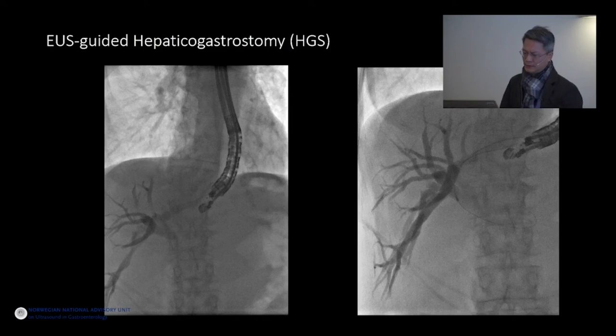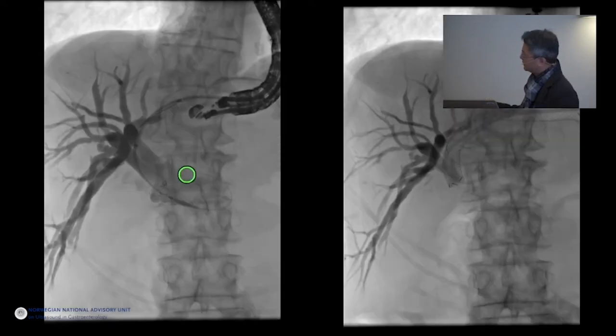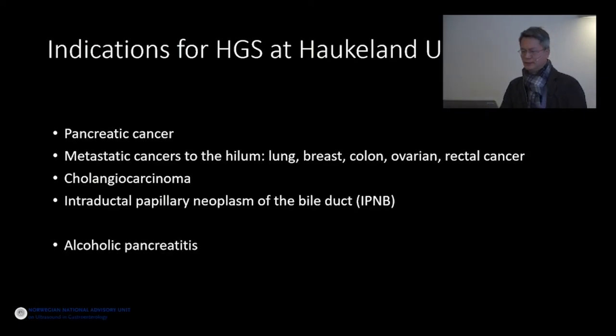And one of the more common procedures we do, in case you don't have access to the common bile duct anymore, is that we just inject contrast into the left liver and then place a stent. So you can stent directly, and this stent will cover the whole bile tree, and both left and right sides will be drained into the stomach. So this is a hepaticogastrostomy, and the typical indication in our institution is pancreatic cancer in the head of the pancreas.